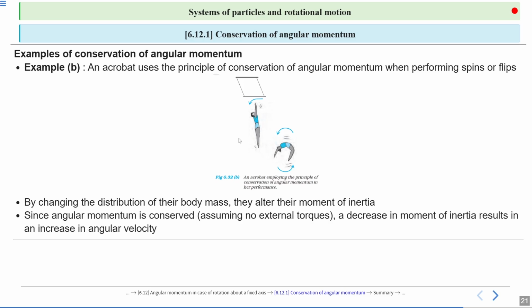So they spin faster in the air, and just before landing they stretch their body, so moment of inertia increases. All right. So they slow down the spin for a smooth and safe landing. Here we are assuming no external torques. All right.